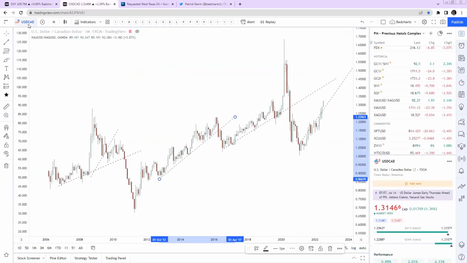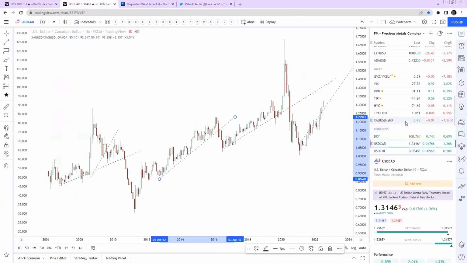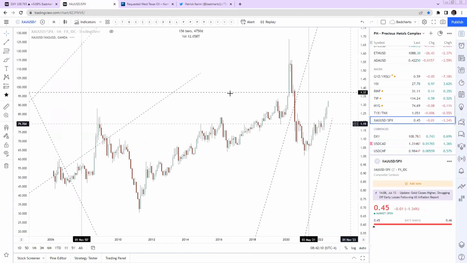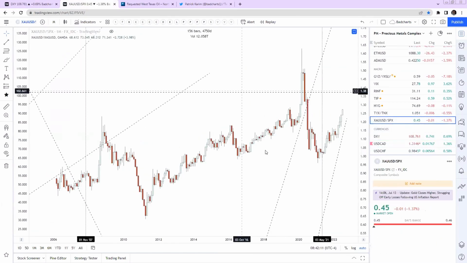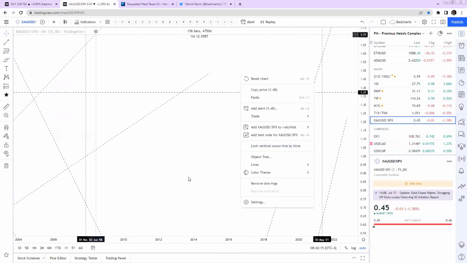All these charts track the SPX, let's say the SPX to gold ratio. I'm going to zoom out, reset chart. Yeah. Remove indicators. Just pop that up, remove drawings.